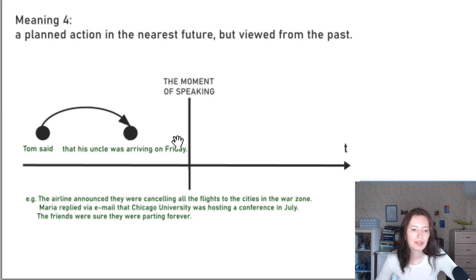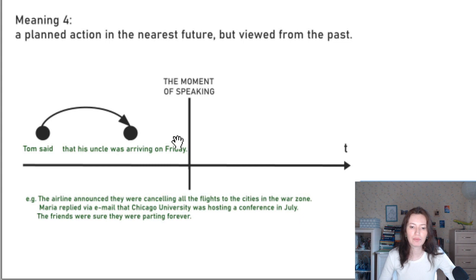So here you say, Tom said that his uncle was arriving on Friday. And at that moment it was Wednesday, for instance, so it was the nearest future for Tom. For us it's still deep past, right? We lived through that year and we forgot it. But from the point of view of the character of Tom, that was a planned action, right?